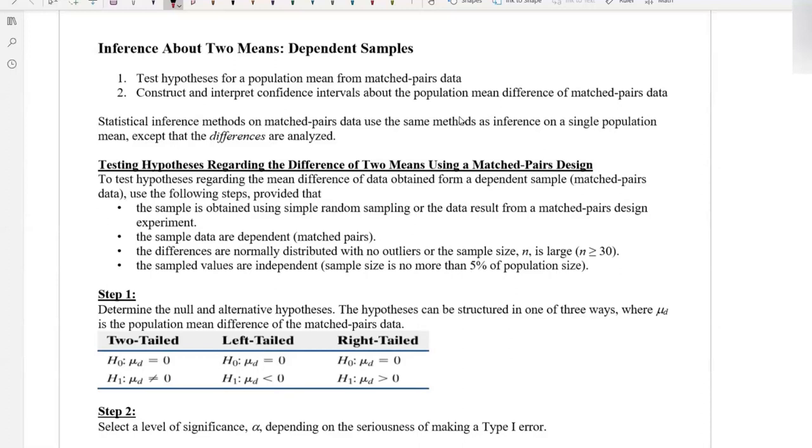So in this part we have inference about two means, and this part we have dependent samples and test hypothesis for population mean from matched pairs data. And then after that we're going to construct confidence interval as always. But this time this will be for matched pairs data.